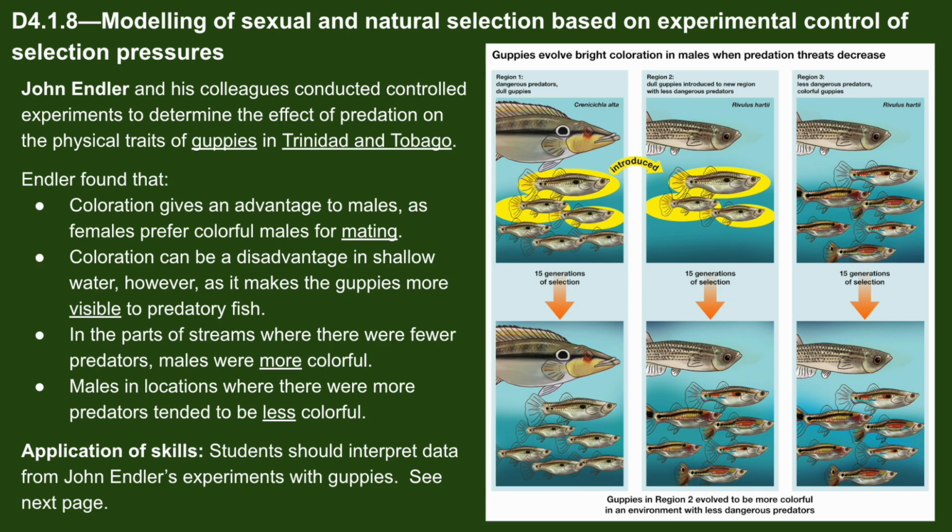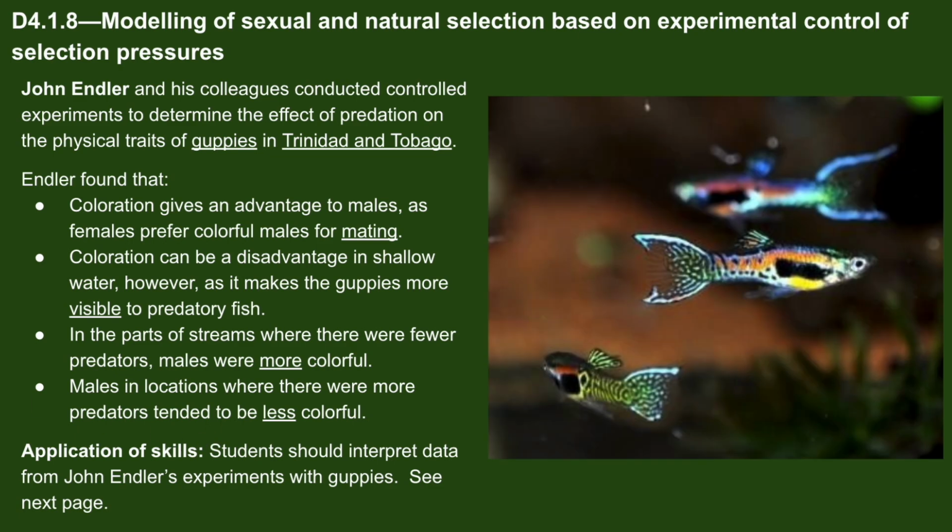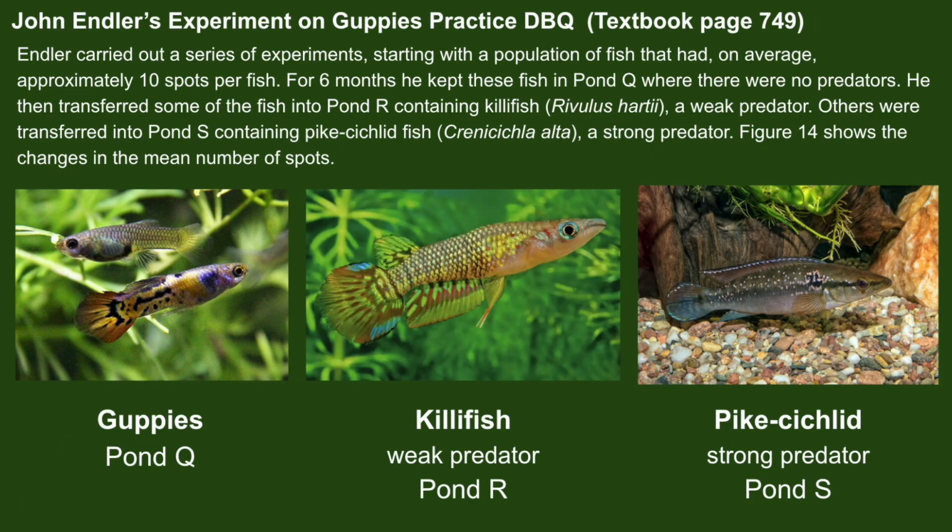John Endler studied guppies in Trinidad and Tobago. He found that coloration gives an advantage to males, as females prefer color from males, but it can be a disadvantage in shallow water because it makes the males more visible to predatory fish. And so he studied multiple guppies and looked at counting the spots on the guppies.